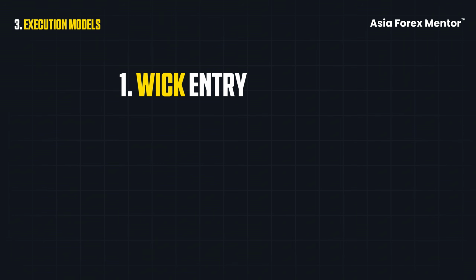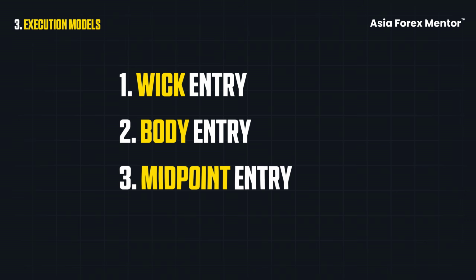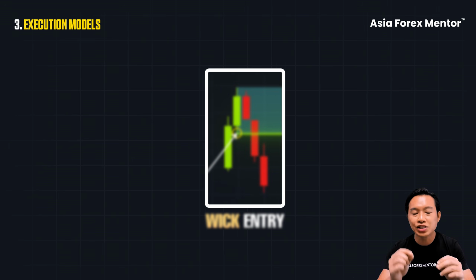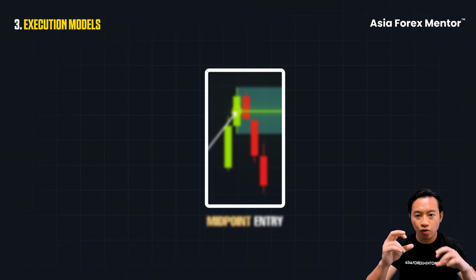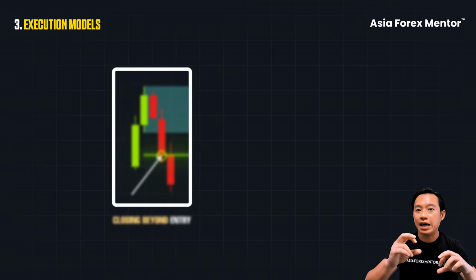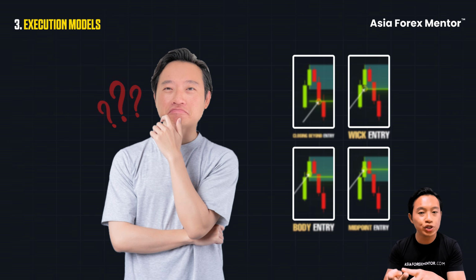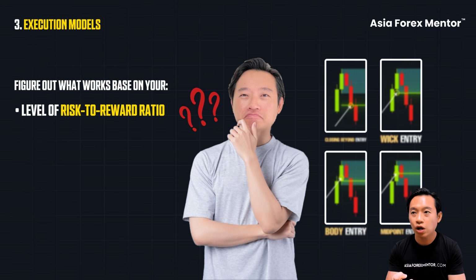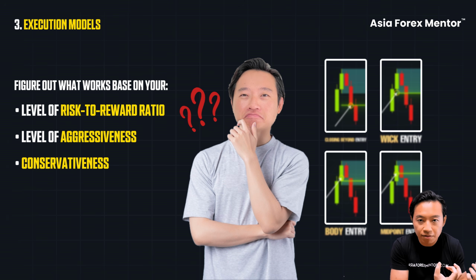Number 1, the wick entry. Number 2, the body entry. Number 3, the midpoint entry. And number 4, the closing beyond entry. Each one has its own logic, its own balance of risk to reward ratio. So I'm not saying one is better than the other. You can decide yourself which one works best for you based on your level of risk to reward ratio, your aggressiveness versus your conservativeness, for example.